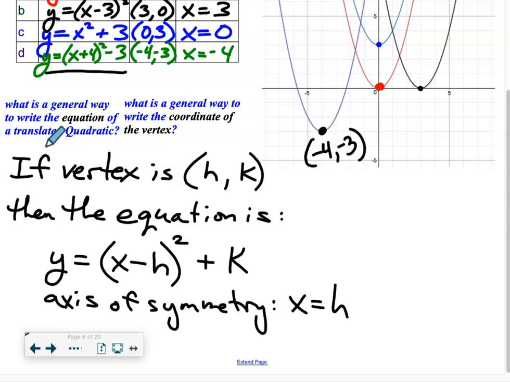Hey, look at this one. Look at letter C. There's no number with the x, and it says our vertex is 0, 3. Does that make sense? Yeah, it's the same thing as x minus 0. If there's nothing, if it's just x squared, it's the same as x minus 0 squared. So the x coordinate of the vertex is just 0. There's not a number. Okay.